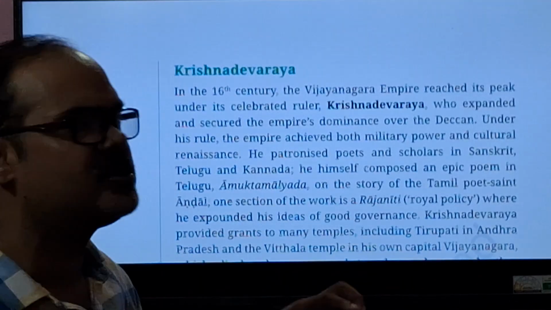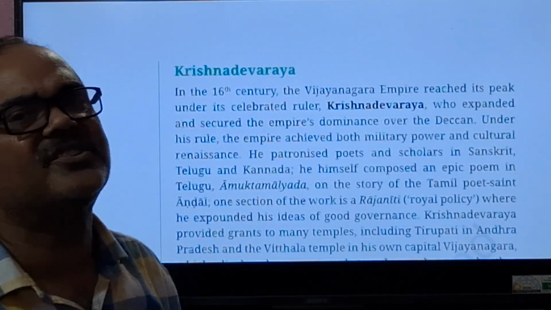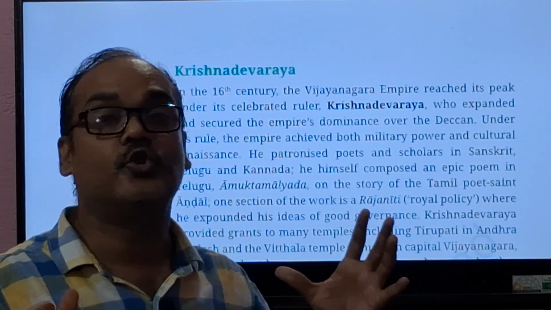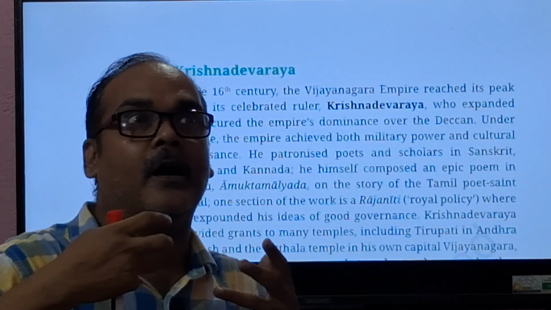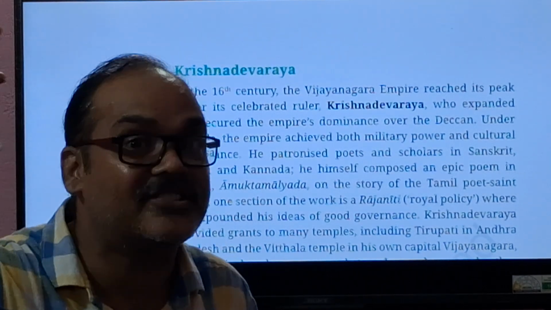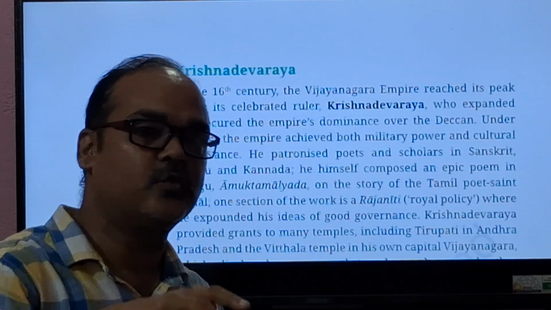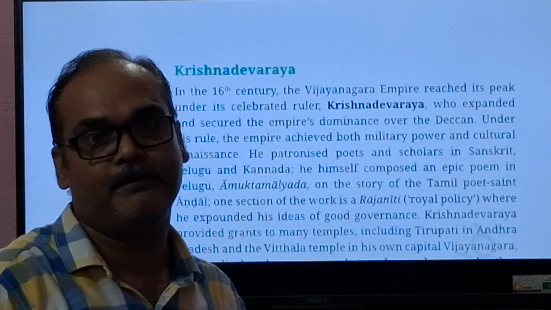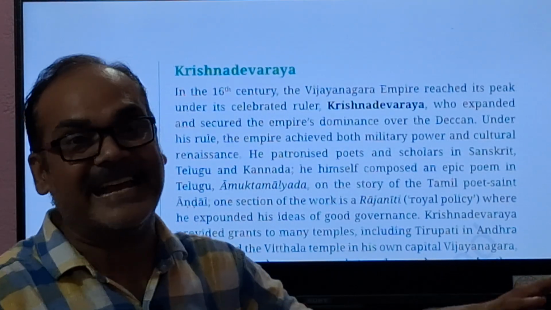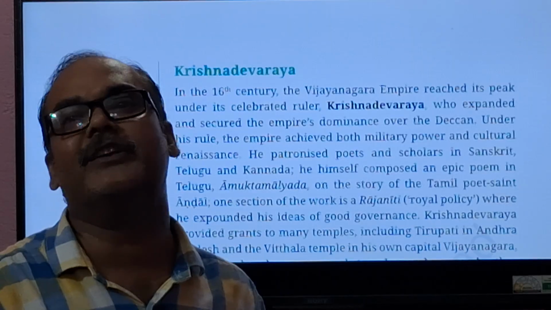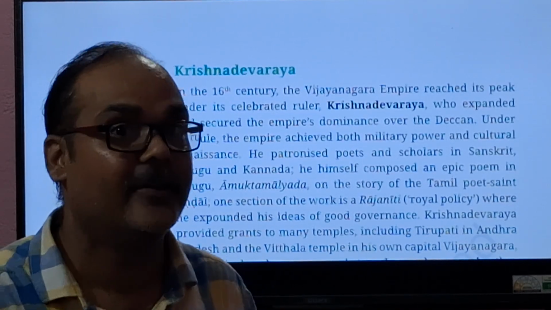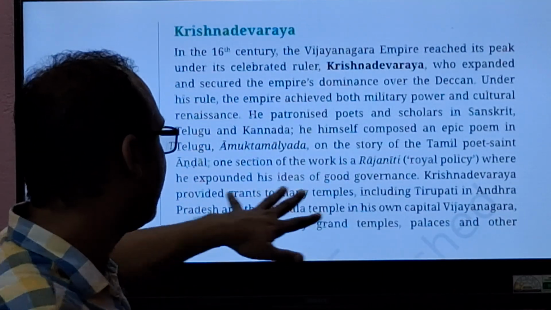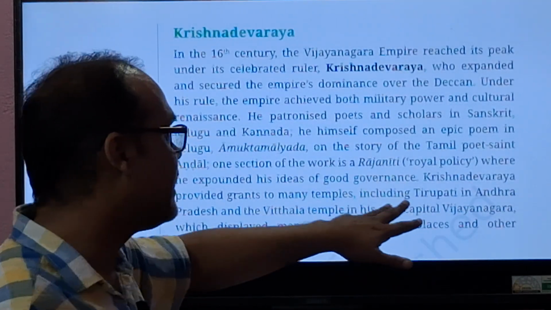Krishna Dev Raya provided grants to many temples. See, this was a system to give grants to the temples. And why was it given? It was given to show power, to relate themselves to the shadow of the god, right? And that's why whenever any invasion or attack took place, it was first on the temples, because they were a source of wealth. And once a temple was destroyed, the people would be discouraged, because people had deep faith in the temples, right?